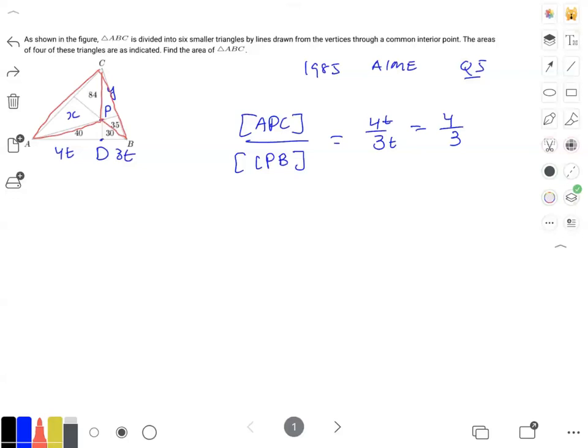Maybe as a hint, what I'd note is that the area of triangle ADC to triangle BCD is going to be equal to 4 over 3. And the area of triangle APD to BPD is also going to be equal to 4 over 3. So try to equate them and then perform some ratio. And you'll get that the area of APC to area of BCP is also equal to 4 over 3.